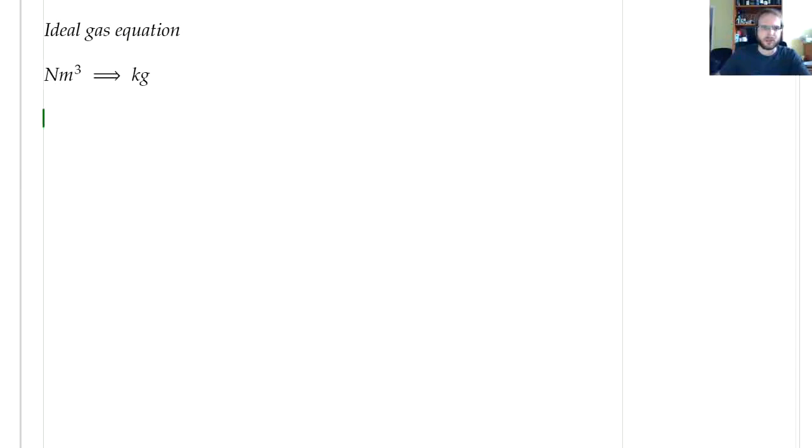Now let's talk a bit about the ideal gas equation. The way we will need it in our problem is to convert the normal cubic meters into the kilograms, because also, for example, the specific heat capacity we have is in kilojoules per kilogram and Kelvin. So you probably know the ideal gas equation, that in the form that goes as follows. PV is nRT, where P stands for pressure, V volume, n number of moles, R ideal gas constant, and T being the temperature.